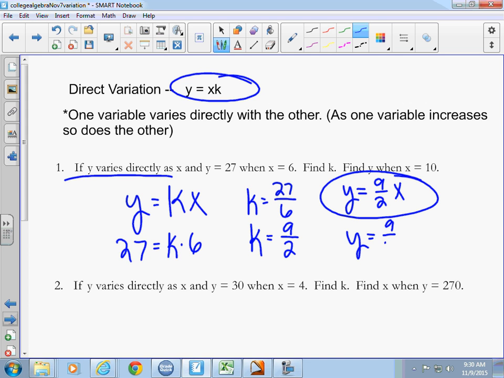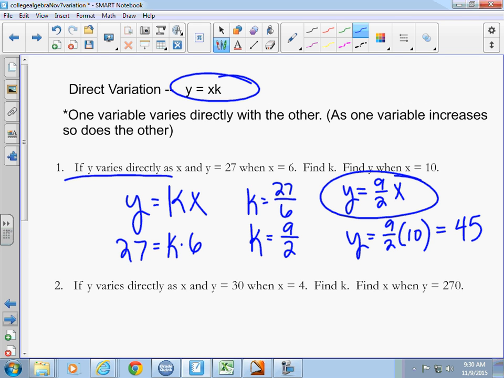Good. 9 over 2 times 10. And so I get 5 times 9, which is 90 divided by 2 either way. Any questions about that?